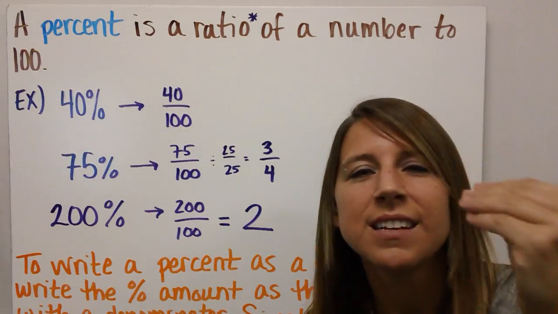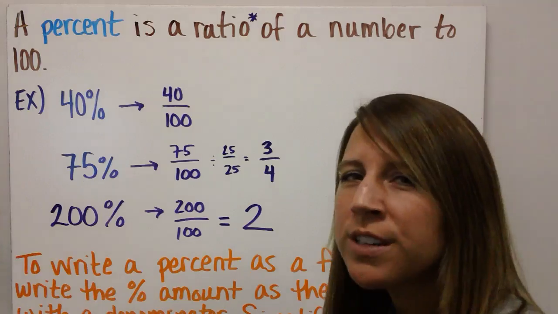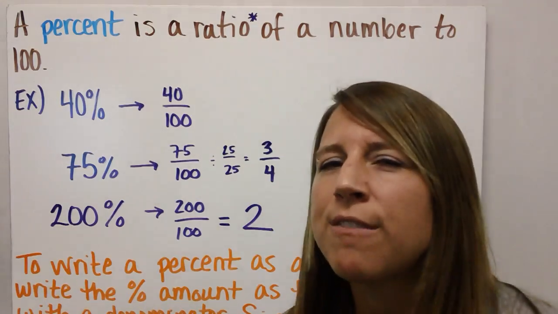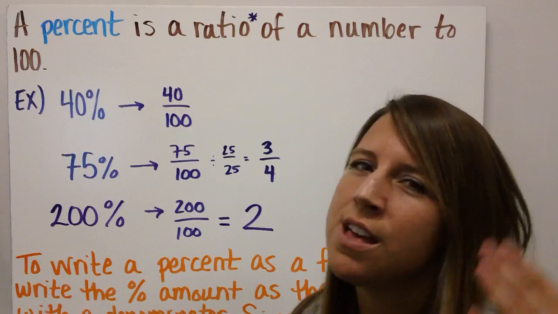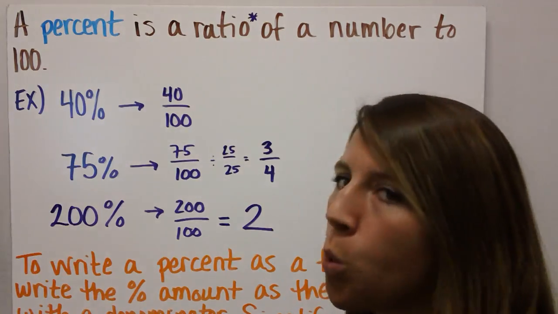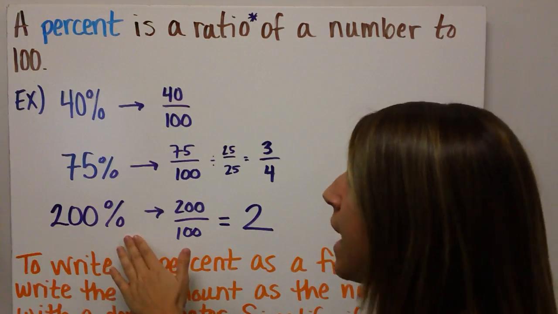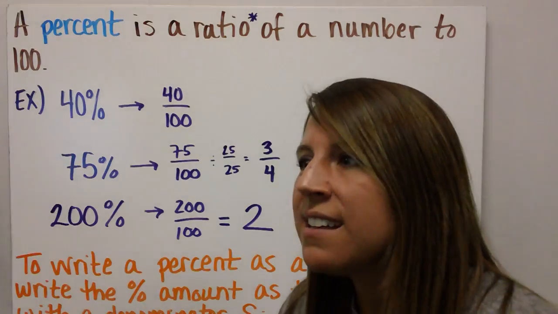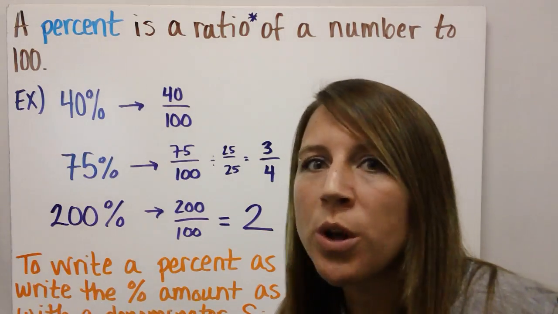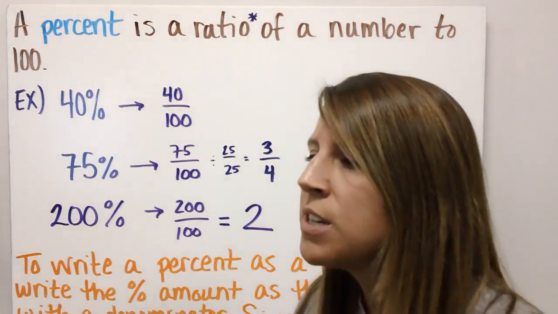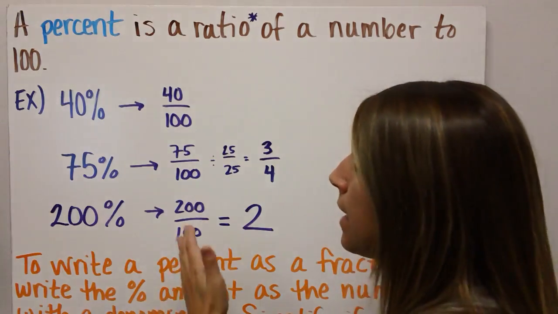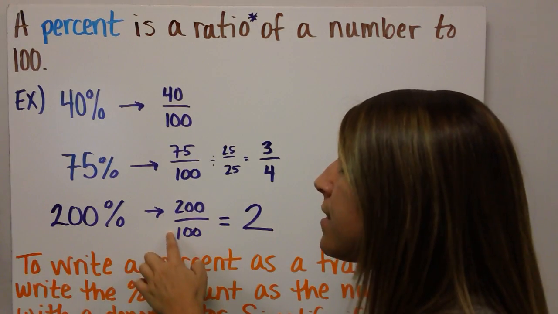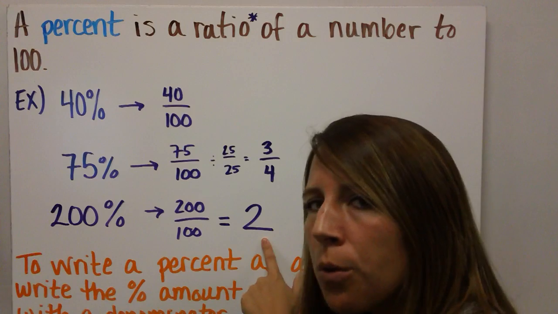And how perfect sense does that make? 3/4 is 75 cents. 75 cents is 75% of a dollar. All sorts of links there that can help you understand how percents work. 200%, well, 200% is more than one whole, right? Because one whole is 100%. So 200%, it makes sense that it would be more than one because 200 hundredths simplifies to 2.